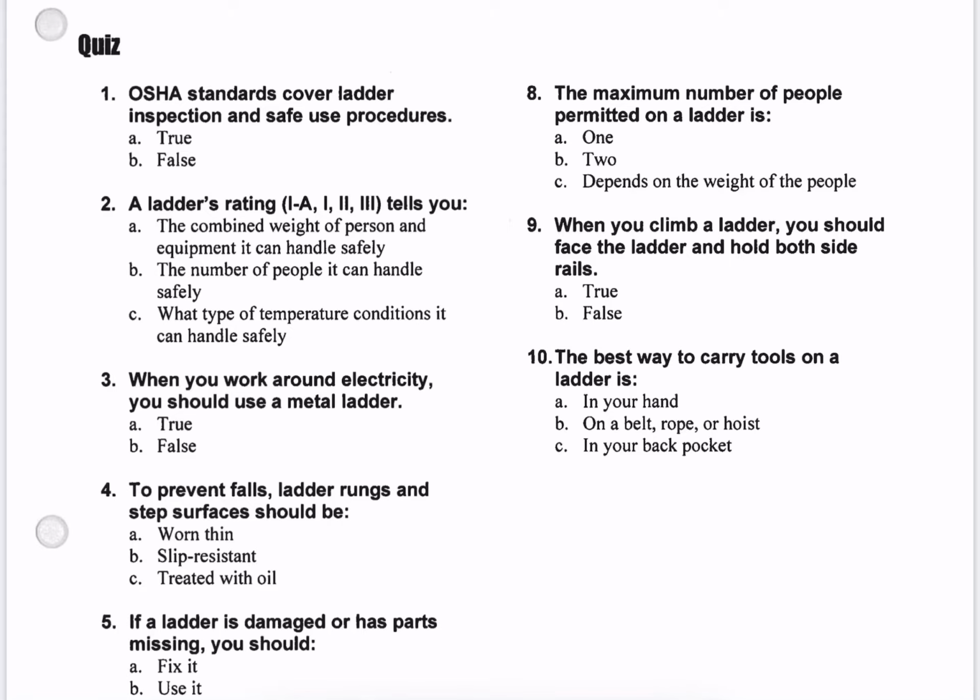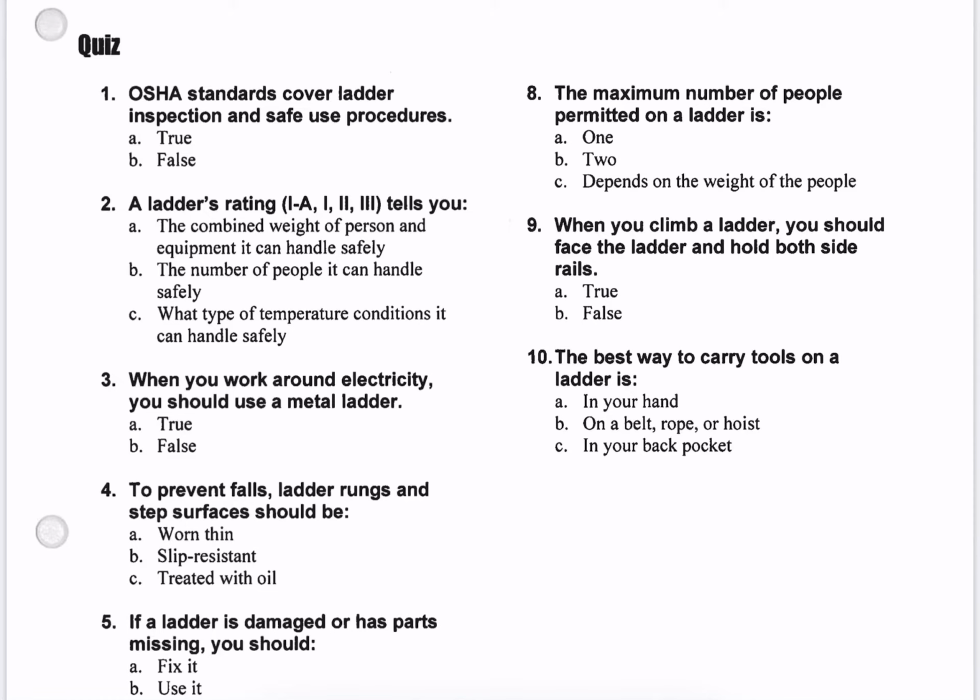Number 2, a ladder's rating, 1A, 1, 2, or 3, tells you A, the combined weight of a person and equipment it can handle safely, B, the number of people it can handle safely, or C, what type of temperature conditions it can handle safely. The answer is A, the combined weight of person and equipment it can handle safely.